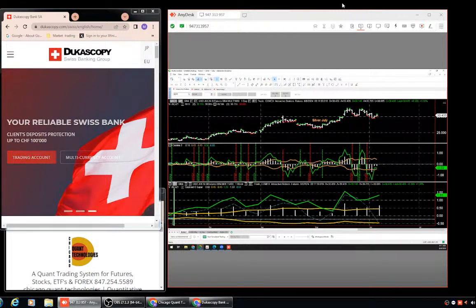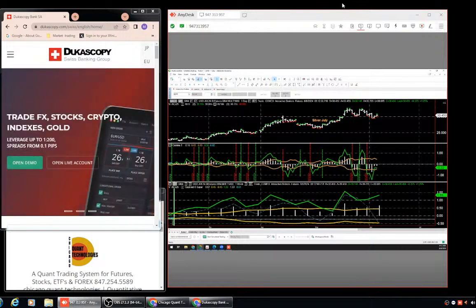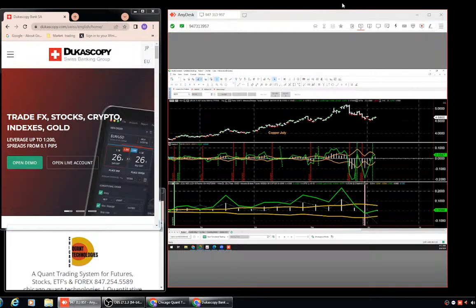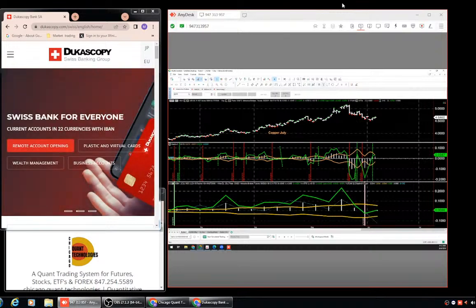Let's see. What do we got from there? I guess that's that. Let's check out copper, the gold of China. And you can see it jumped into the buy yesterday. And it's trying to get back into the weekly buy, as we see right there. So it's trying to climb back into that buy.